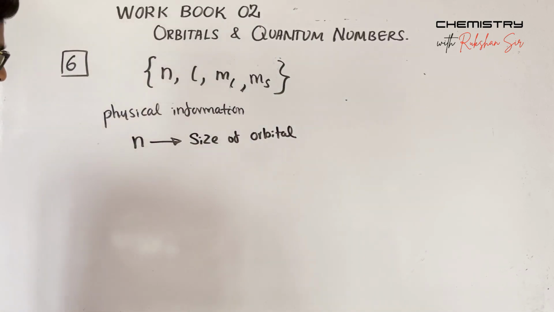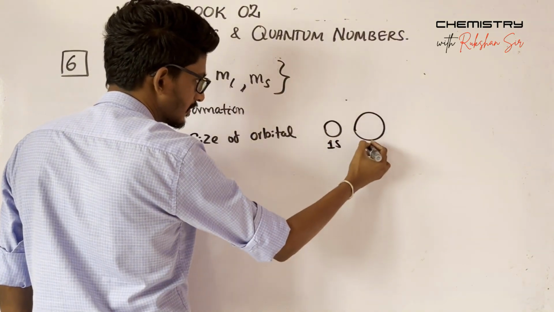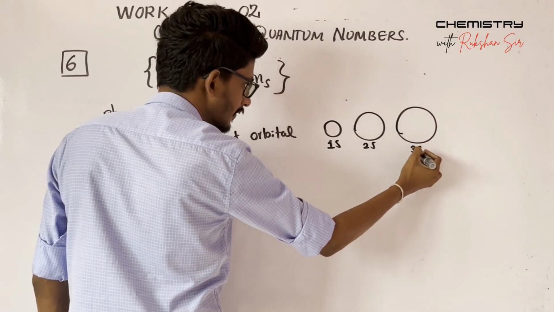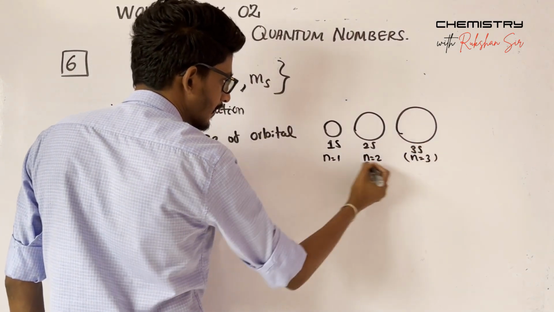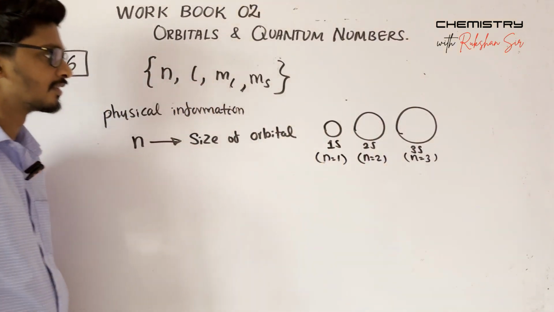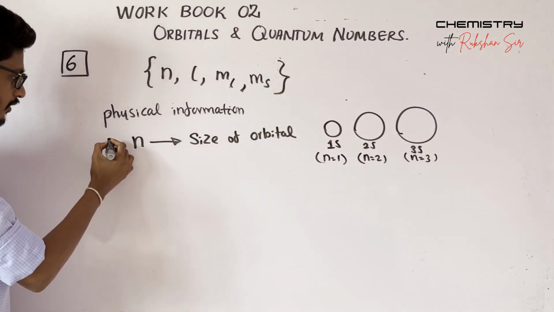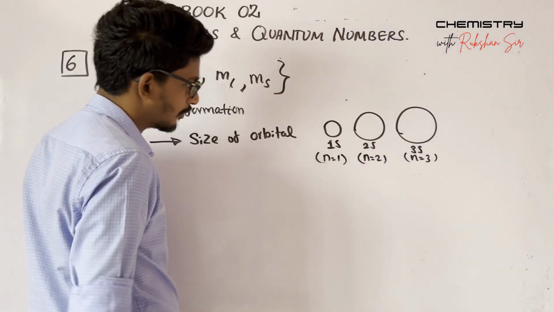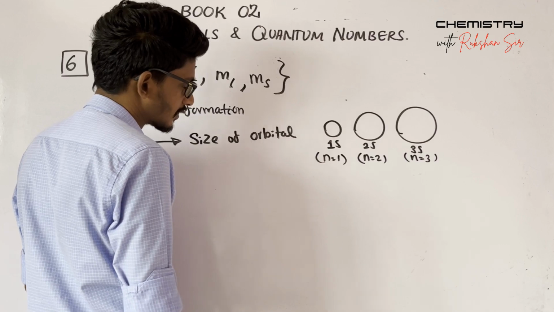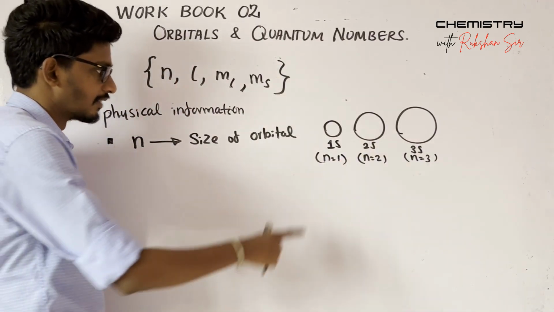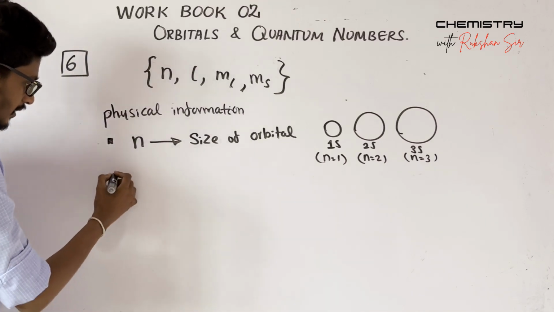If you need an example, the 1s orbital will be like this, the 2s will be larger, and 3s will be even larger. So you clearly see when the n value increases, the size increases. This is valid for p orbitals as well: the 3p orbital will be larger than 2p, and 4p larger than 3p. That is the physical idea of the principal quantum number n.